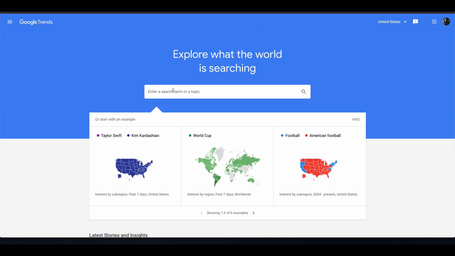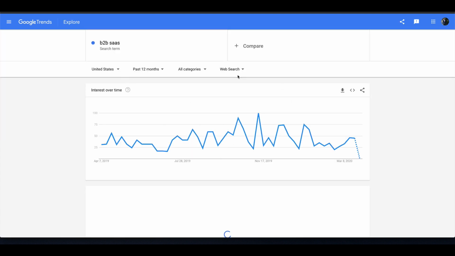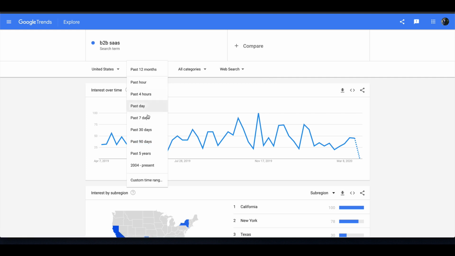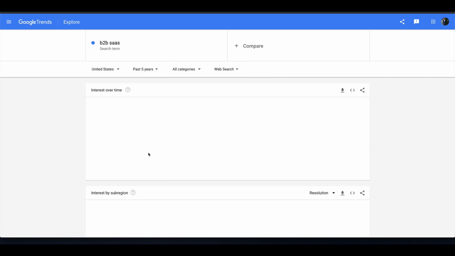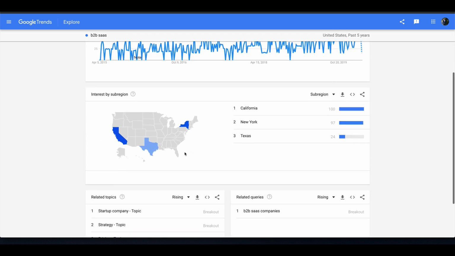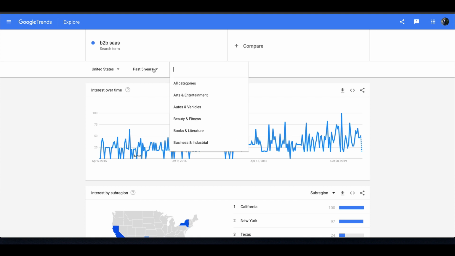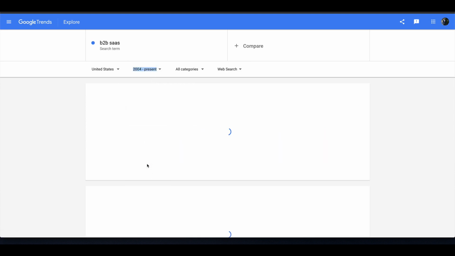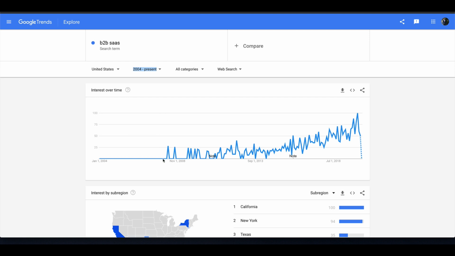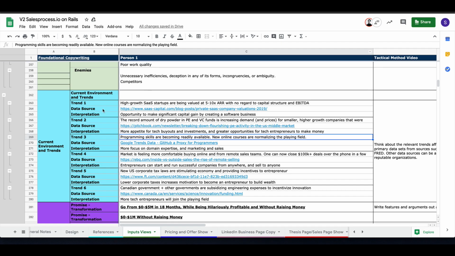This is so useful. Like if we did B2B SaaS, let's take a look at B2B SaaS. And we look at this over the past 5 years. We can see countries and territories that are more likely to be interested in this trend here. Let's take a look at 2004 to present. So you can see an increase. You can type in anything. Google is a very, very powerful tool. You can conduct your own research and figure out what people are searching, what other products are in the market.